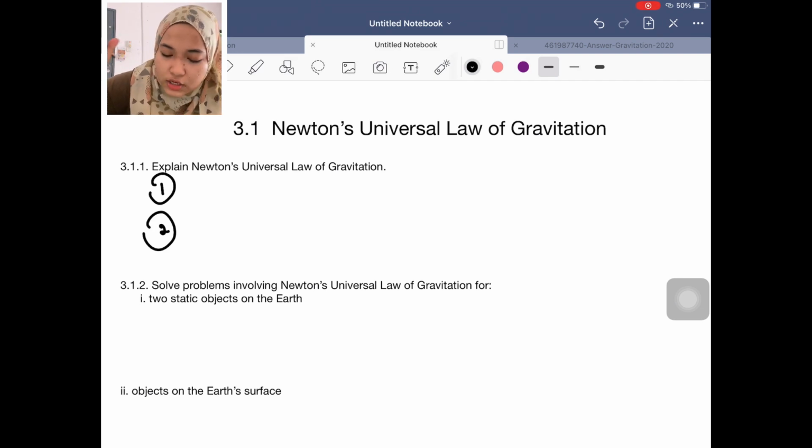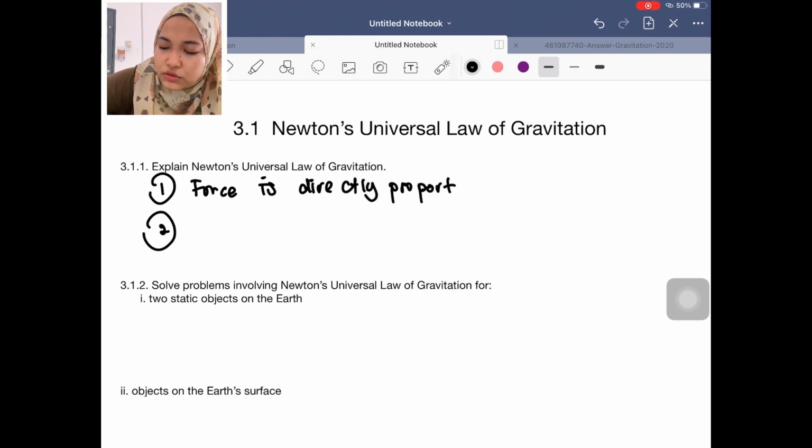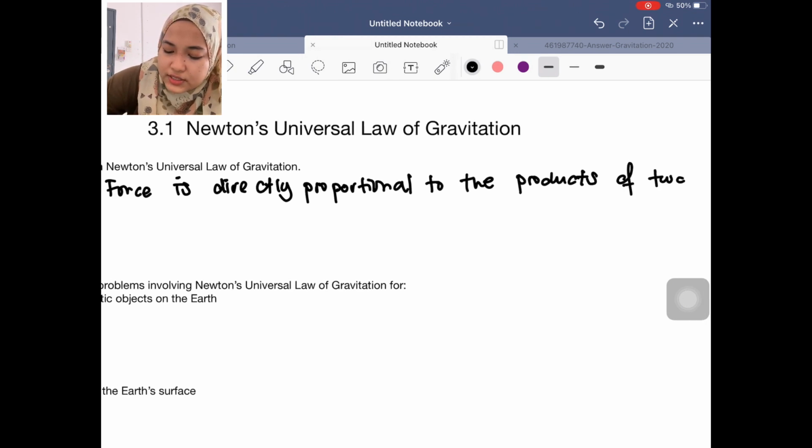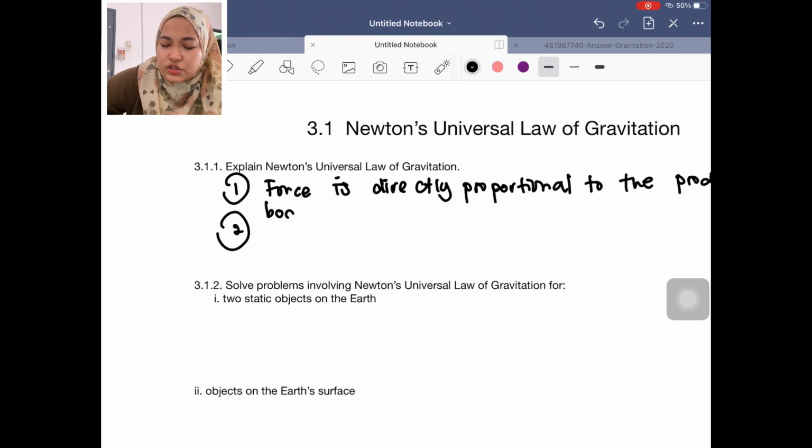Number 1: the force is directly proportional to the product of two bodies. We can write it like this: F is directly proportional to M1 M2.